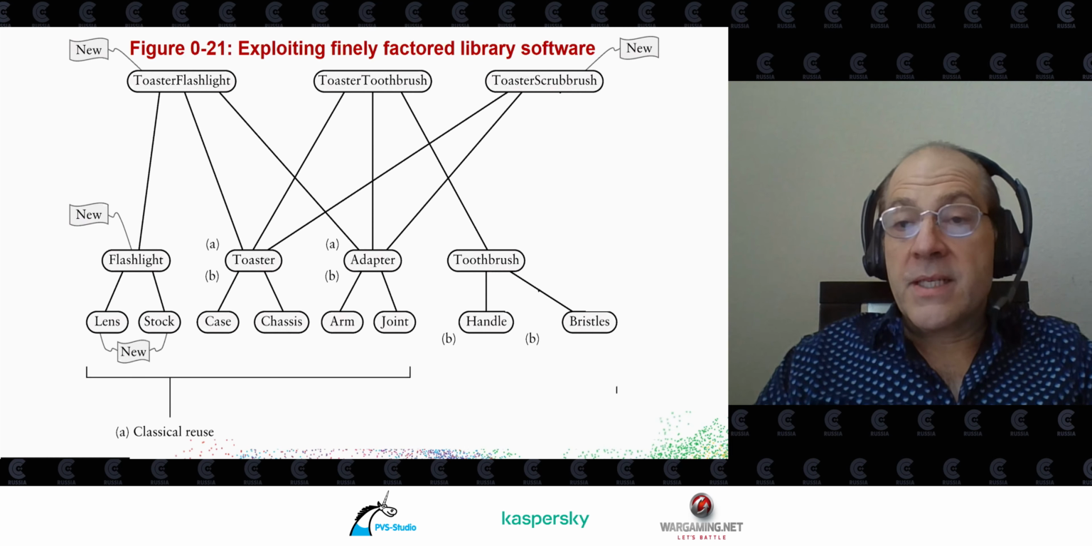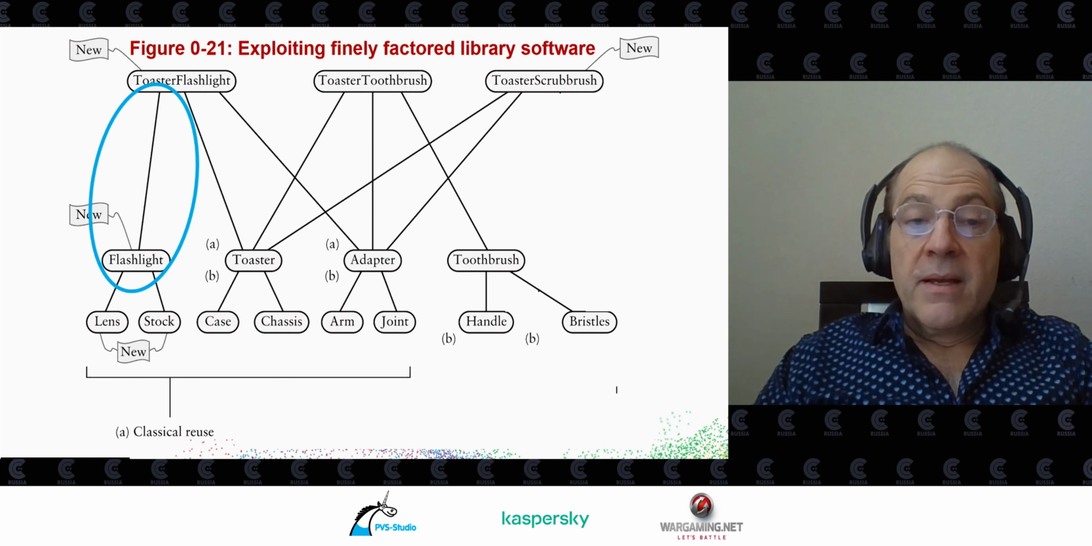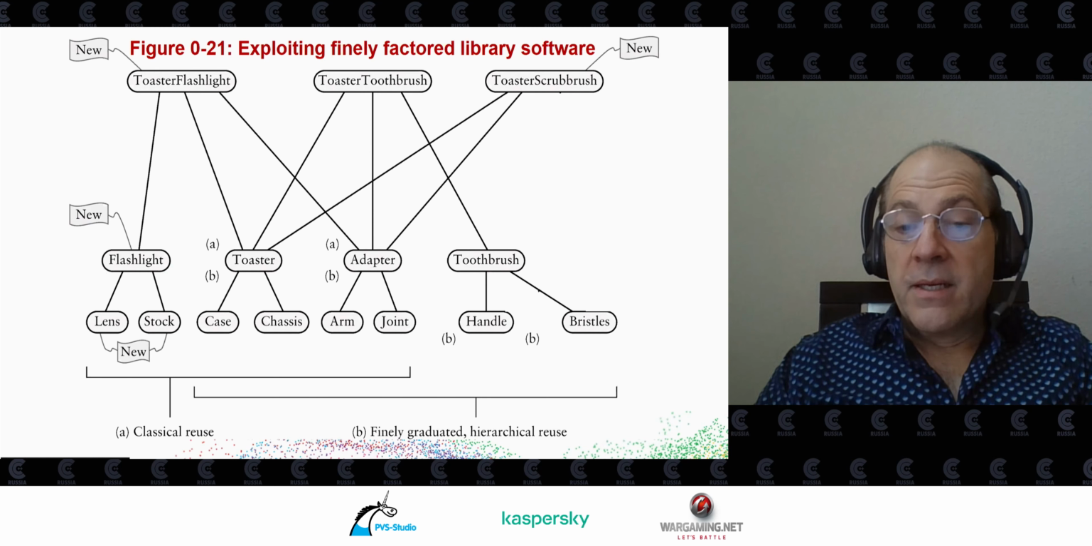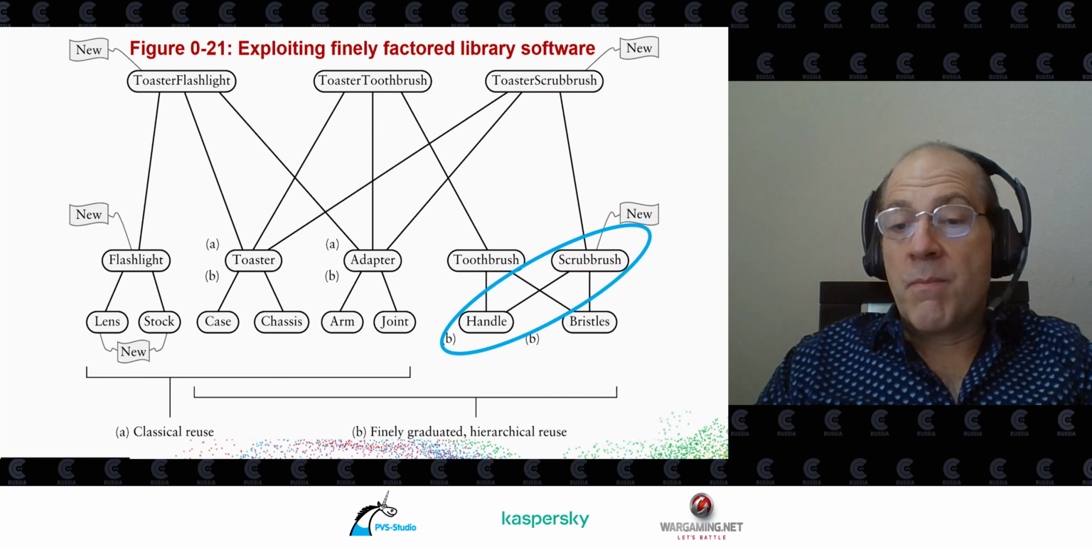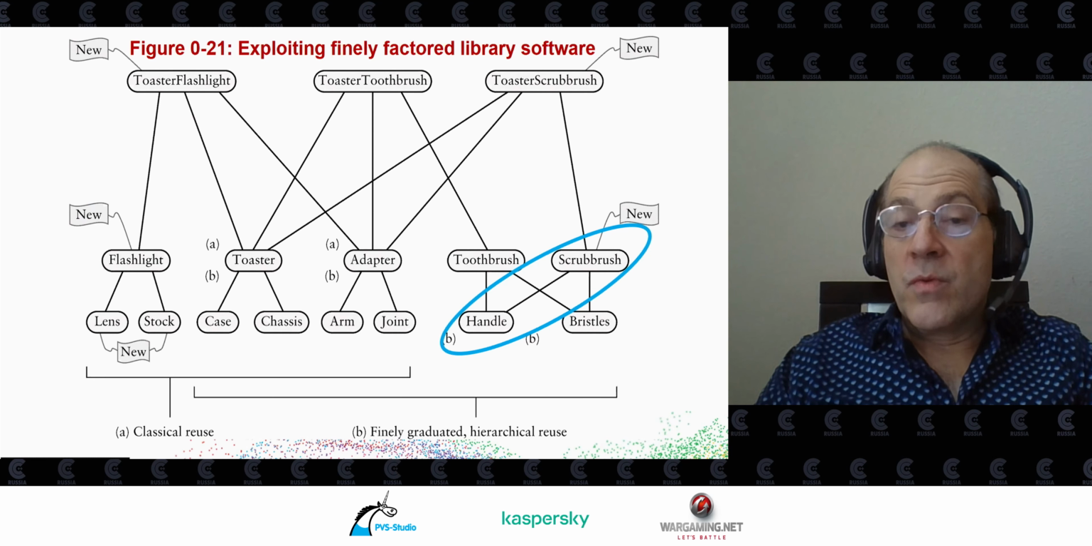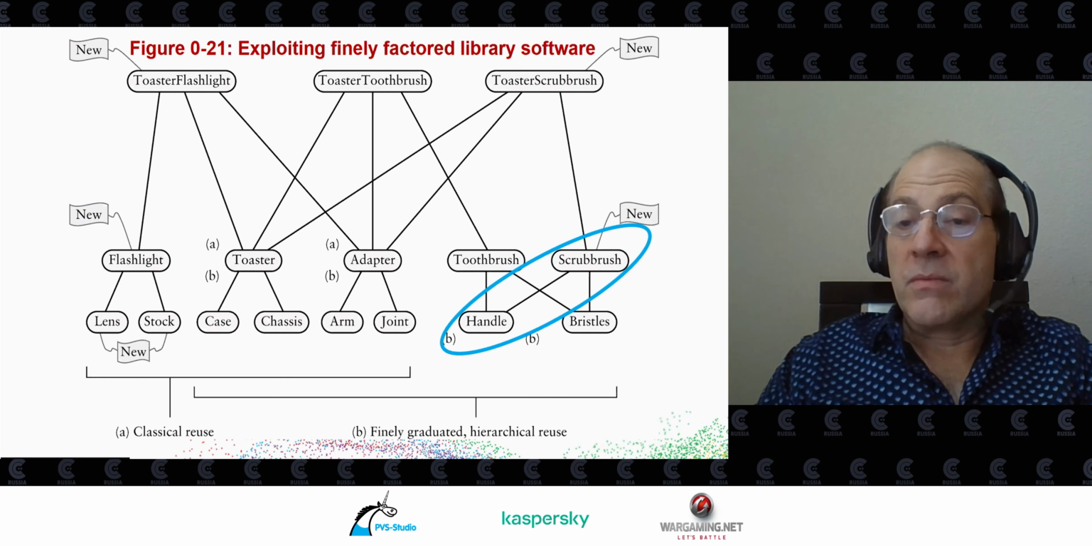For hierarchical reuse, consider that instead of using just the one level dependency, we're going to use a lower level dependency. So here we have a scrub brush, and the important thing to consider is that the scrub brush itself reuses the handle at a lower level. So the toaster scrub brush reuses the toaster, the adapter, and it creates a scrub brush that in turn reuses the handle. So on the right, we see the true benefit of hierarchical reuse as opposed to conventional reuse.